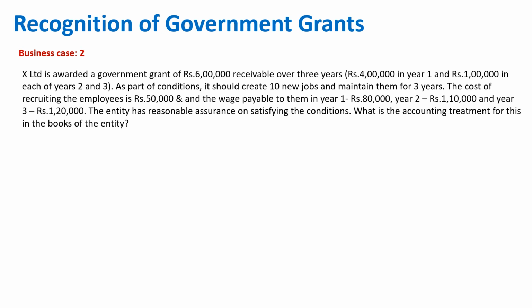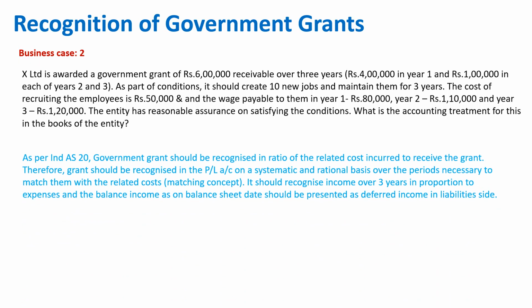The entity has reasonable assurance of satisfying the conditions. What is the accounting treatment for this in the books of the entity? Let's see the solution here. As per Ind AS 20, government grants should be recognized in the ratio of the related cost incurred to receive the grant. Here you are receiving 6 lakhs, but can you recognize this 6 lakhs immediately in the first year? The answer is no.